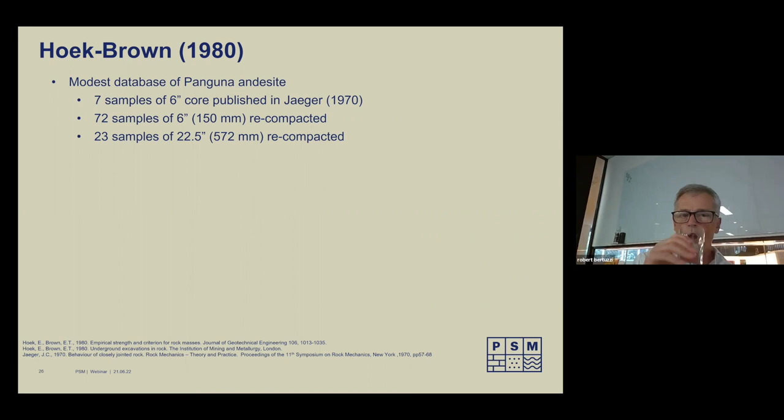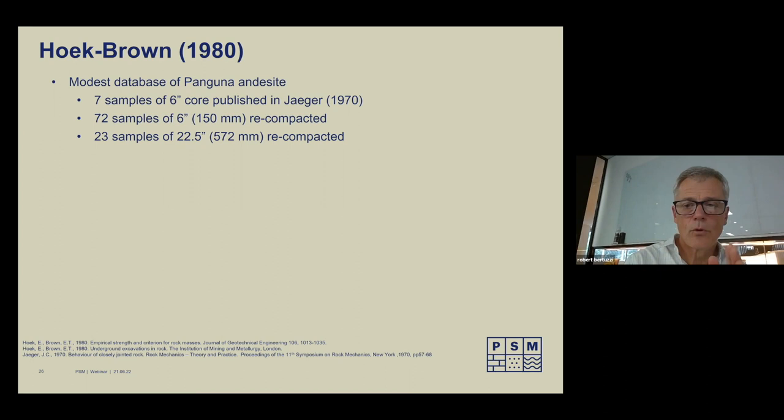I think it's interesting. In fact, I think it's important to understand the background of all the stuff that we use. Let's understand where the backgrounds come from. So this is Hoek-Brown, 1980. When they were developing their rock mass strength, this is the database that they used from Panguna andesite. Data that was collected by Jaeger in the 60s, published in 1970.